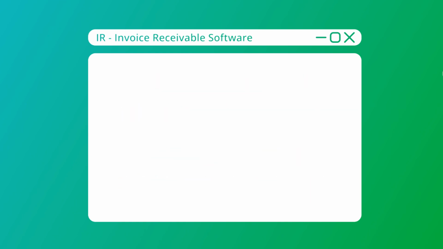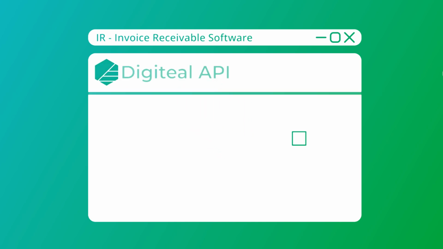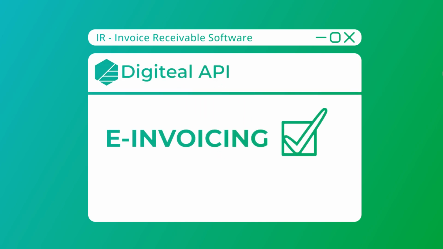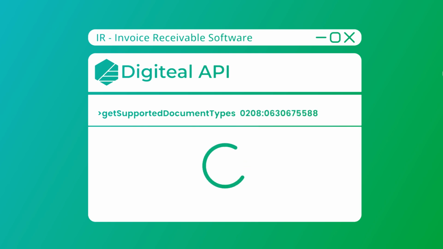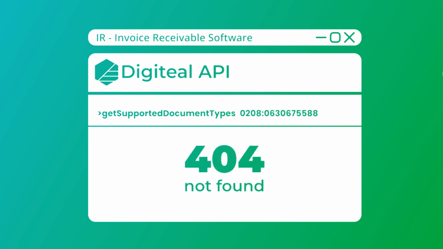The IR software of Frank uses Digiteal as Peppol Access Point. It calls the API of Digiteal to enable e-invoicing. First, it will call the getSupportedDocumentTypes endpoint to see if Bob can receive invoices through Peppol. It makes the call for the 0208 Peppol identifier of Bob, and it returns an HTTP 404 error not found. This means that Bob's company number is unknown in the Peppol network.